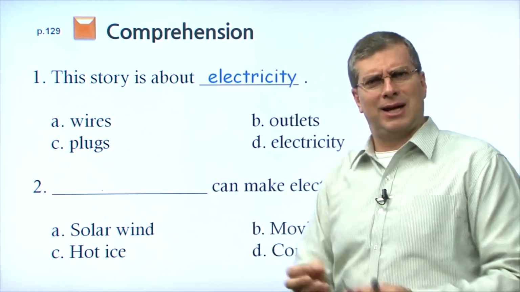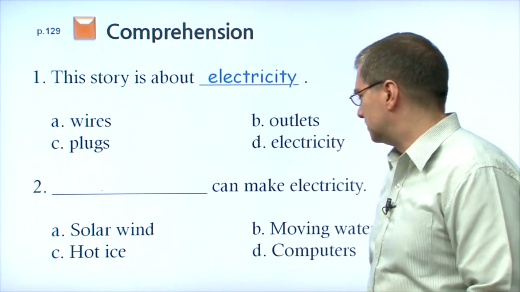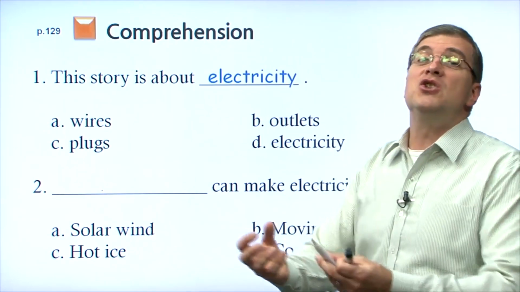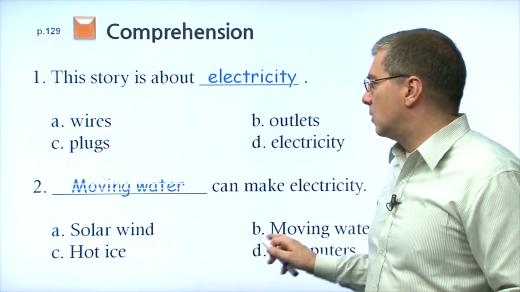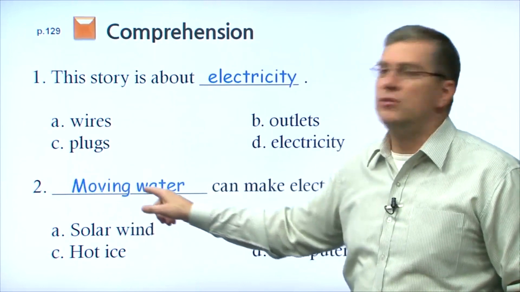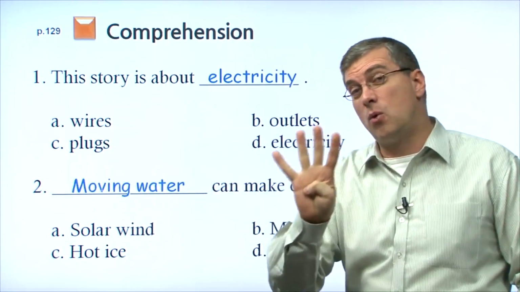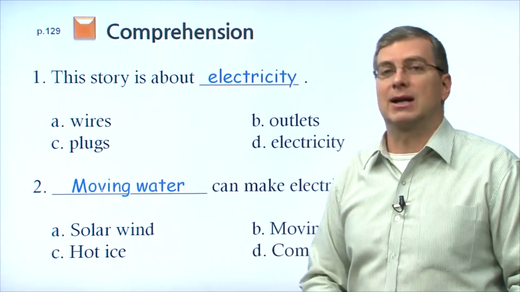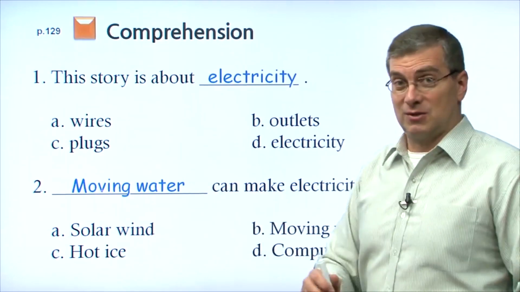Hot ice? That's crazy. How can ice be hot, right? That's not an answer. They're just trying to trick you. Computers can make electricity? No. Computers use electricity. So what can make electricity? The only answer, of course, that's correct is moving water can make electricity. That was the first one of the 4 ways we saw in the story about how we can make electricity. Okay, so our answer is moving water. Let's move on.